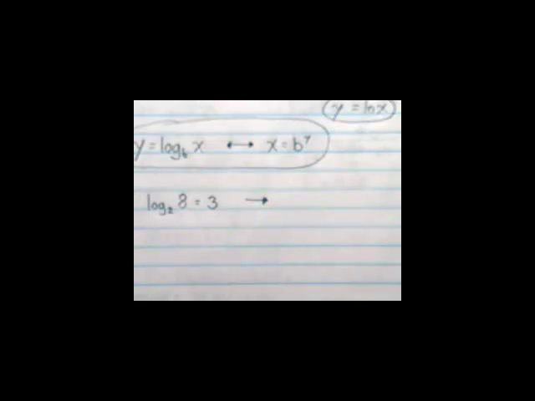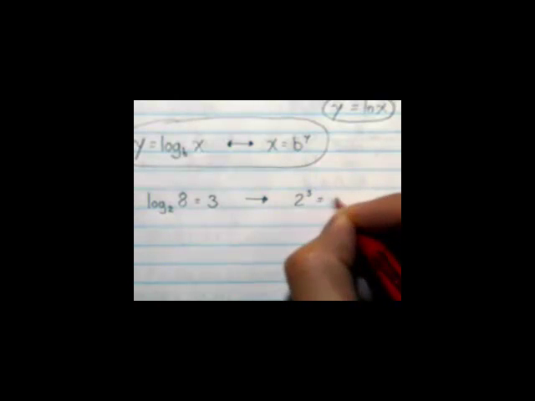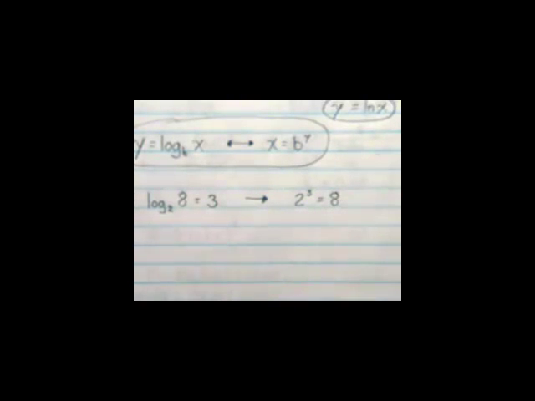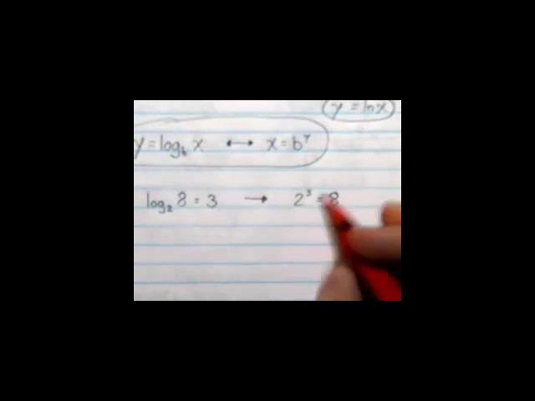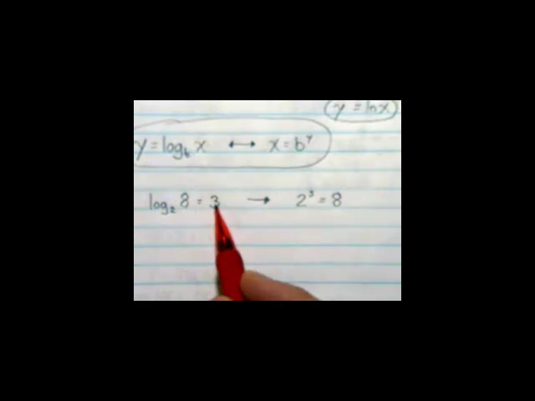And that should make sense, right? 2 to the third power is 8, right? So then log base 2 of 8 equals 3. So it's kind of unraveling this to write it that way.